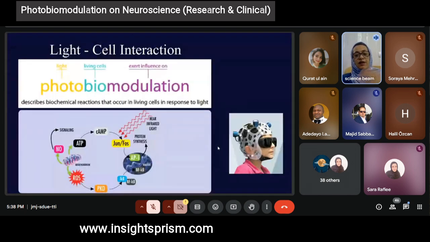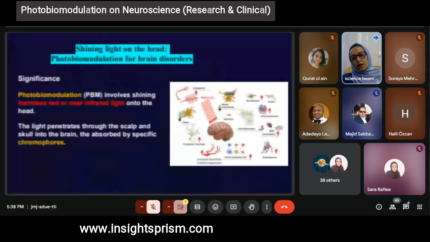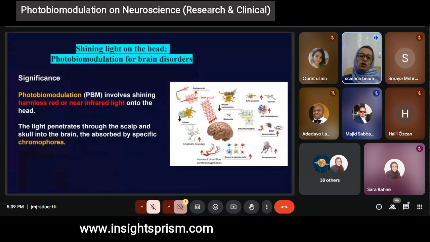For example, it's a primary effect, and after that it's going to the secondary effect, proteins and transcription of genes, and it could lead to neurogenesis and angiogenesis, and also synaptogenesis and other outcomes that we'll explain more. And when we are using this on the head, we call it transcranial photobiomodulation.